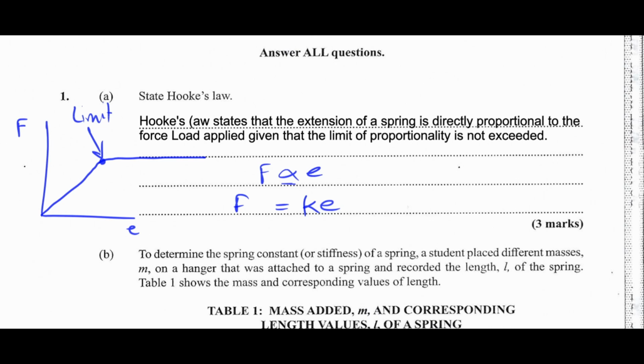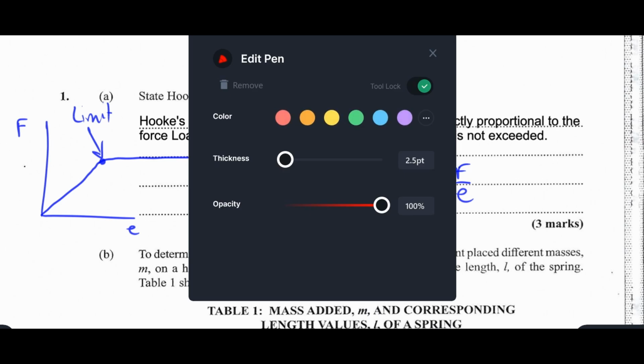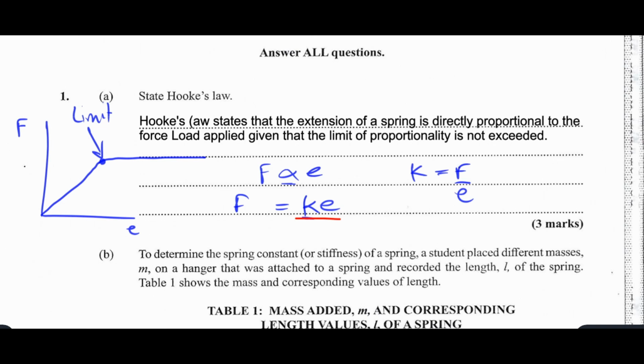If we want to solve for K, which is the spring constant, K would be equal to F over E, because basically you want to get rid of the E on this side. Seeing that we're multiplying K by E, we divide so that E cancels E, and whatever you do on one side, you have to do on the other side. That's how we got K is equal to F over E.